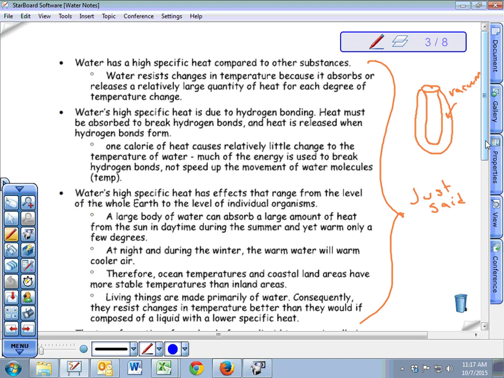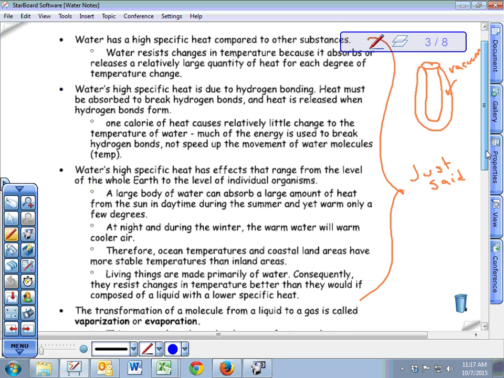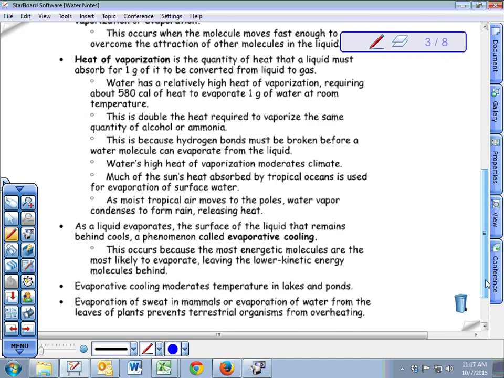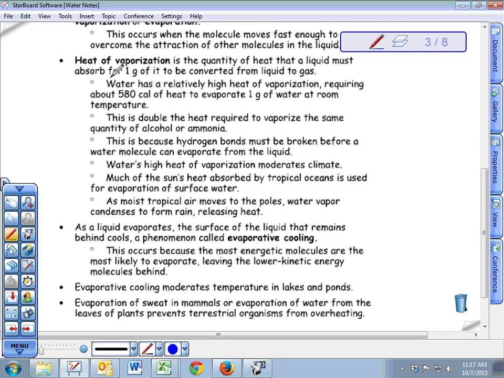Okay, so all of these words are redundant stuff that I said. All right.